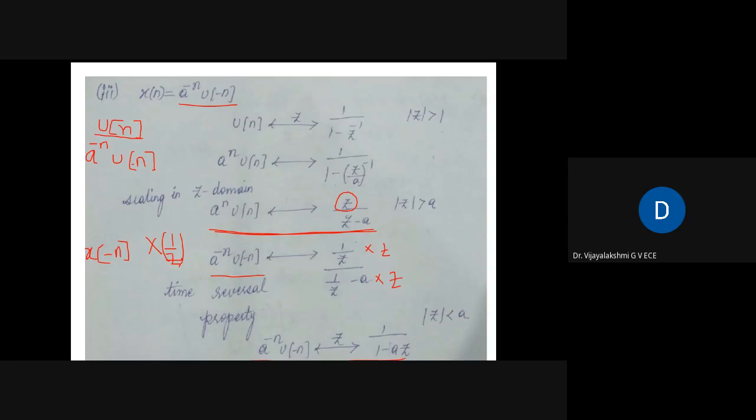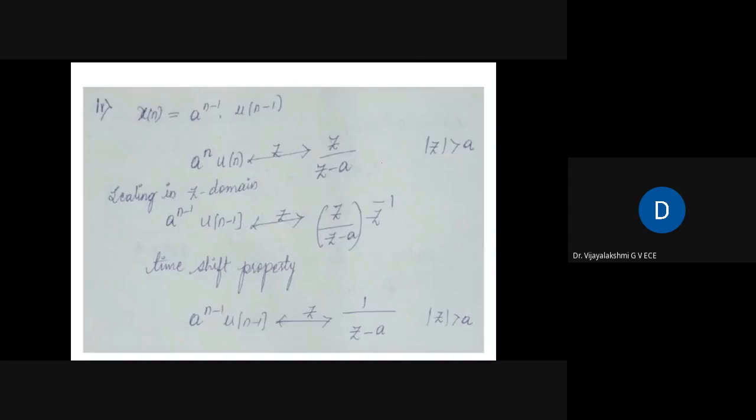Is that clear? So we have used the appropriate properties to find out the Z transform. Once again, this is also very simple. You can just see here. Given a power n minus 1 into u of n minus 1. When you say n minus 1, you can easily understand that it is a shifted signal.